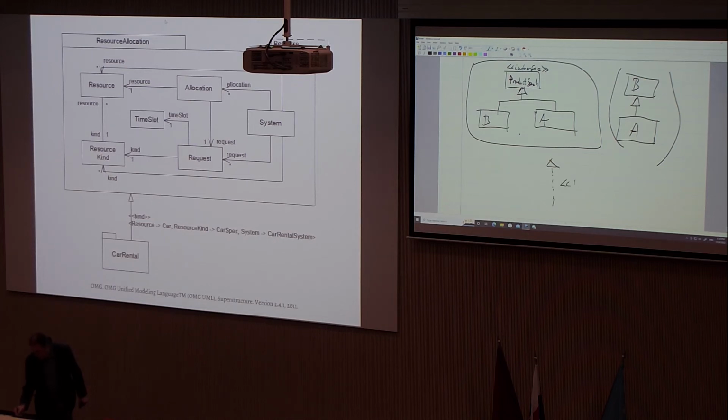With that stereotype bind. So the error is wrong, not that wrong as the one that I will be showing you shortly. So what we do is we say that our resource is a car, our resource kind is car specification, our system is car rental system.